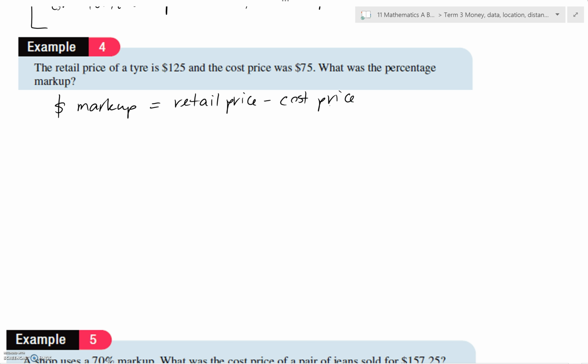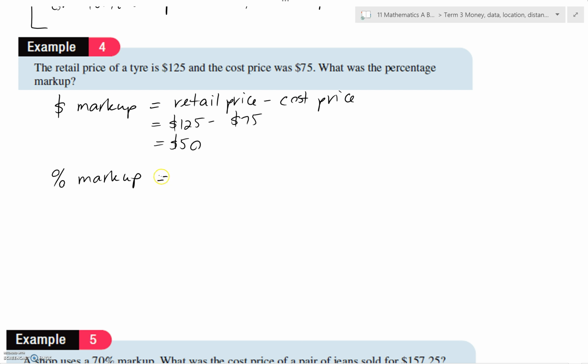So we've got that information. Let's substitute that in. 125 minus 75. So our dollars markup in this case is $50. Now what we're being asked to find is the percentage markup. So to do that, we're going to use a little formula, if you like, which is pretty useful.